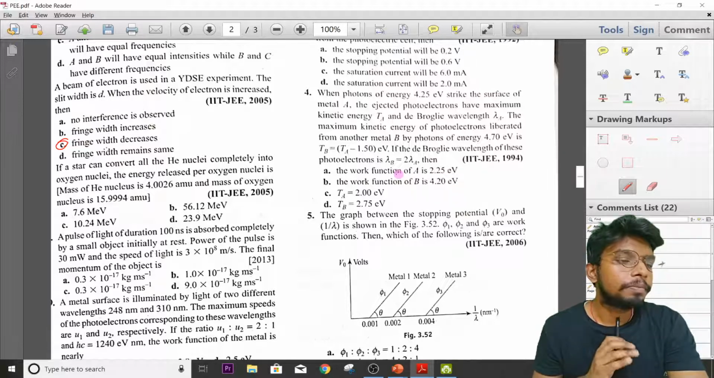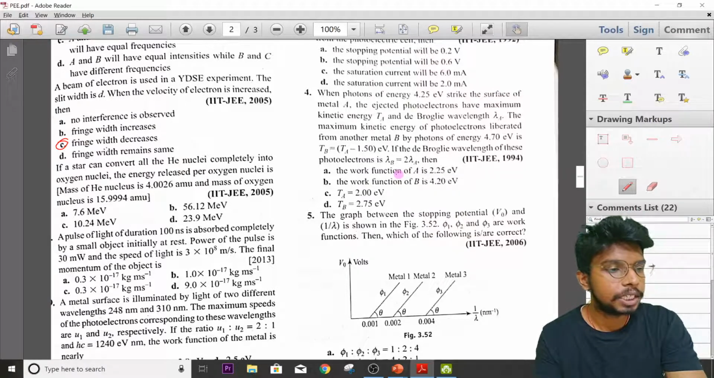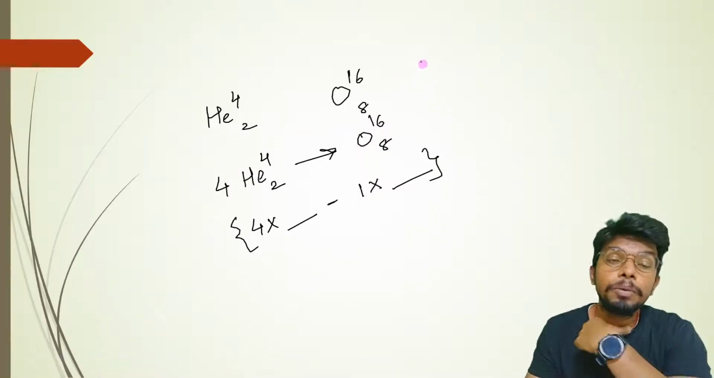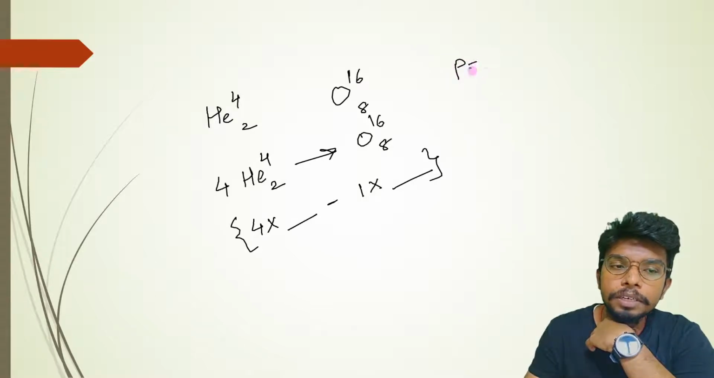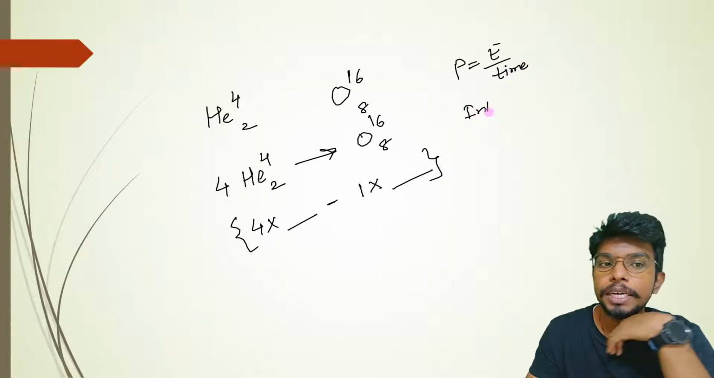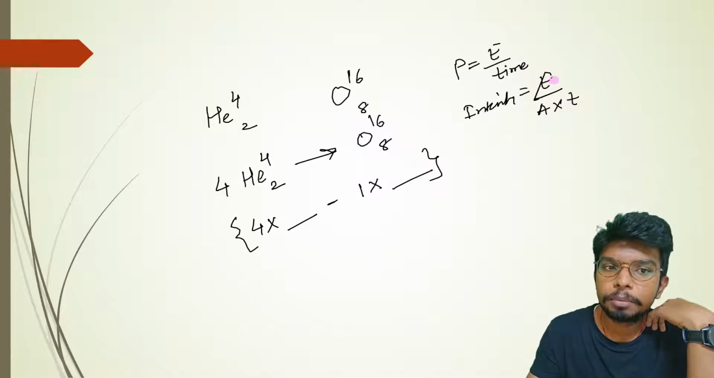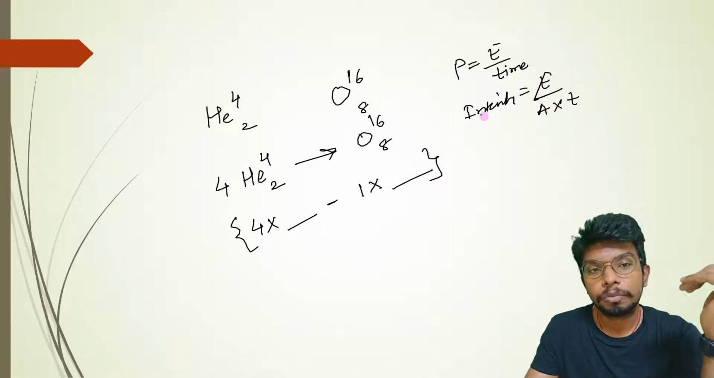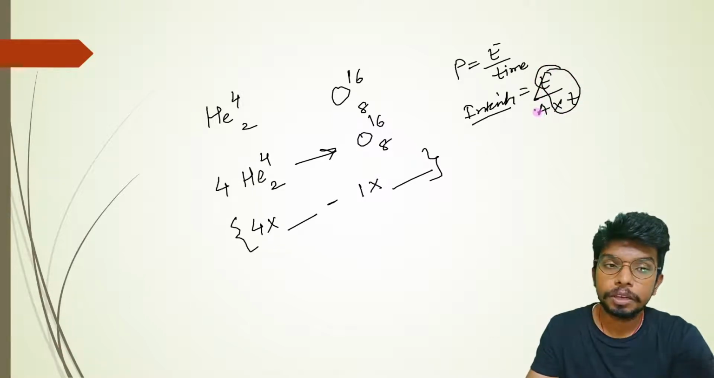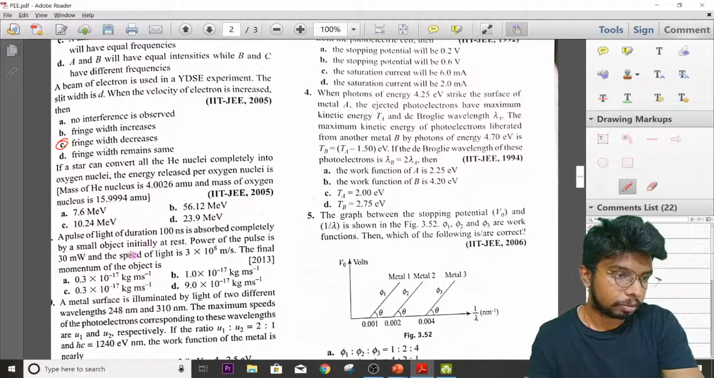A pulse of light of duration 100 nanosecond is absorbed completely by a small object initially at rest. Power of the pulse is 30 milliwatt. Remember one thing here, that power is energy per unit time. When you have been given intensity, intensity means energy per unit area per unit time. So effectively, if you have been given intensity, sometimes you can say that you have been given power per unit area. You should understand this thing in this way, then only you can get what exactly the question here is saying.